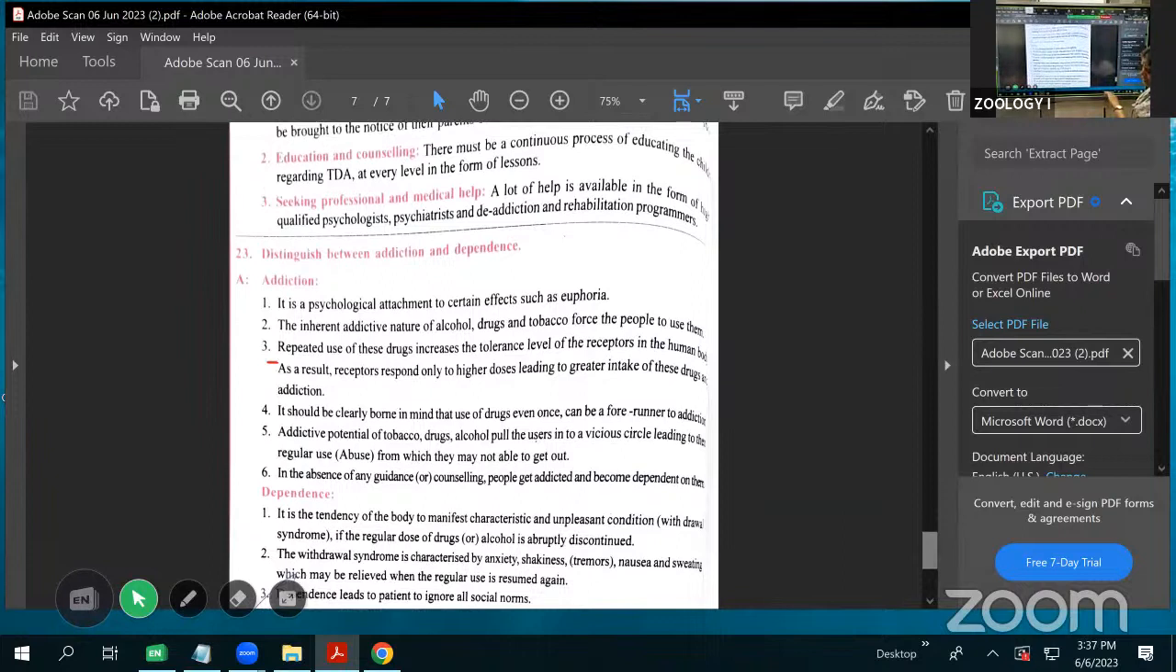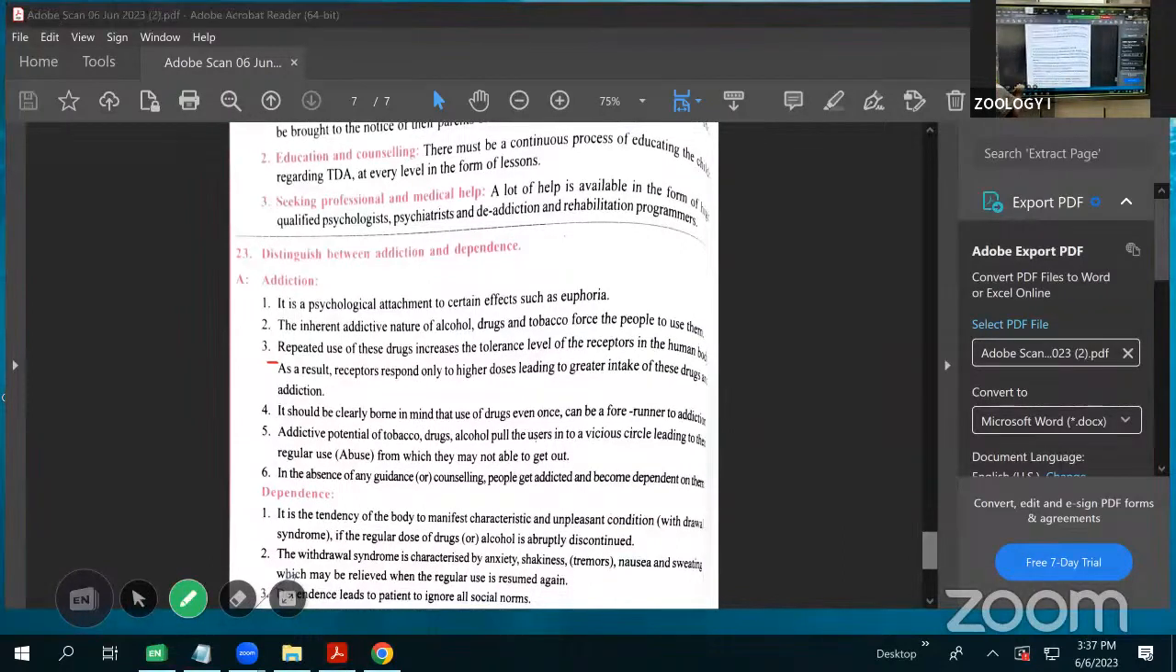Next, addiction and dependence is also sometimes important. That's why first I am taking addiction and dependence. Addiction and dependence. Clear?